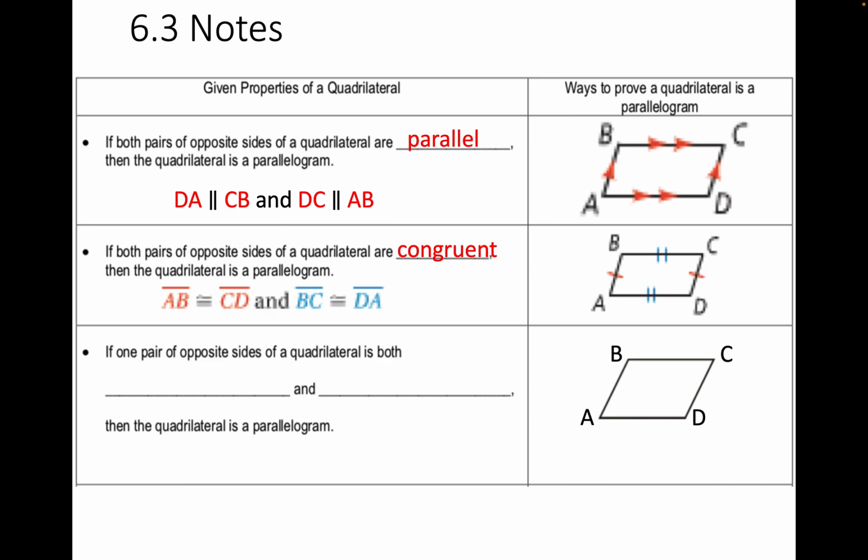This third one is the only one that is not a converse of something we learned yesterday. Instead of one of the top two, where both pairs must be parallel or both opposite pairs must be congruent, in the third example you just have one set of parallel sides, but it has to be both parallel and congruent. So in this particular case, we know that side AD and side BC are both parallel and congruent. And if that's the case, then ABCD must be a parallelogram.